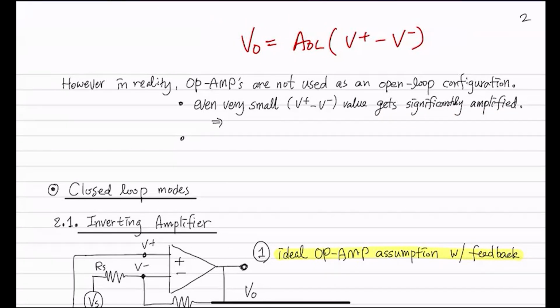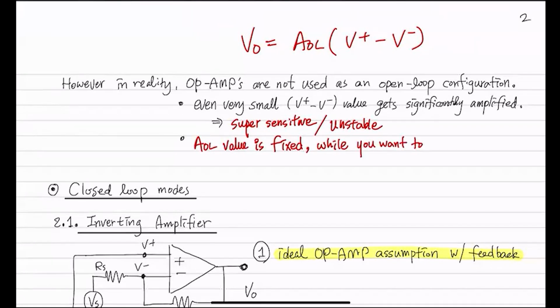Everything becomes infinite, right? And being infinite means it's super sensitive. If you don't make it exactly 0, it's going to blow up all the time. It's really hard to keep it calm, or it's unstable. And the more important reason is that the open loop value is fixed, while you may want to change the gain for various applications. This open loop gain is a very large value, and it's just a determined value. But sometimes you want to amplify 10 times, or only 2 times, or you want to change that gain depending on your application. This is the main reason why people do not use this in an open loop configuration.